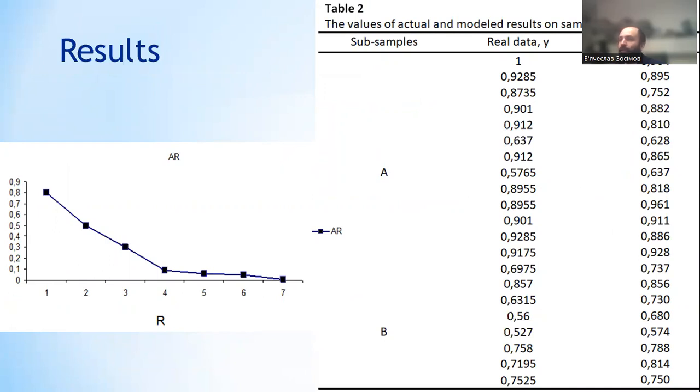Since their weight relative to user 0 had already been calculated on the rating data samples, the same expert group was used for building the model. Table 2 shows the values of actual and modeled results on samples A and B for the GIA algorithm. In Figure 4, the generalized iterative algorithm reaches a minimum on the seventh layer.